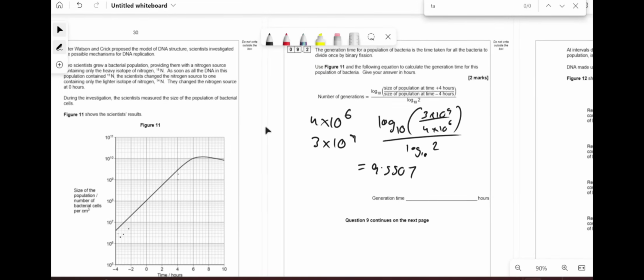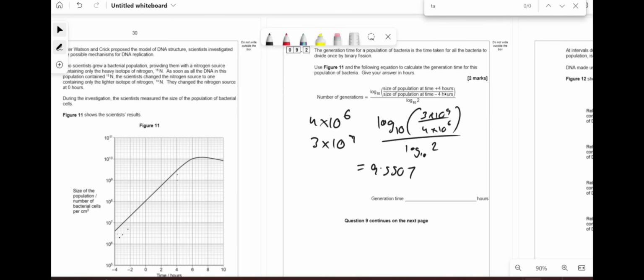We're not done yet, though, because what this means is that from minus 4 hours to plus 4 hours, so in 8 hours, we've had 9.5507 generations. So one generation has to be 8 divided by the number of divisions we've had. So 8 divided by the answer gives you 0.837, which is your answer. That's for one division, or one generation, sorry.